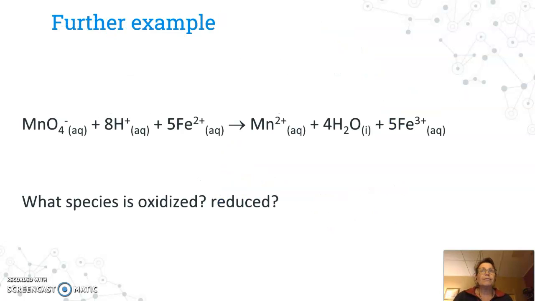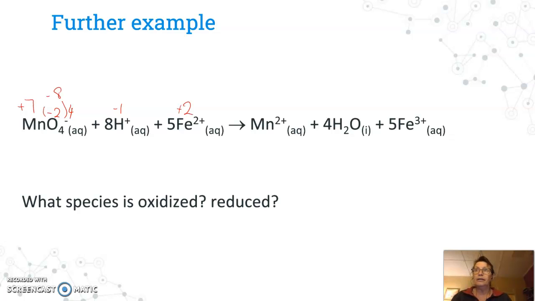Let's move on to the last slide here. I've got a complex equation that we're going to be looking at. Magnesium oxide plus hydrogen ions plus iron ions gives us manganese, water, and iron. Okay, so let's have a look at the oxidation numbers. Remembering, the oxidation number for oxygen will always be -2 in a molecule. I've got 4 of those, so that's going to be -8. The charge on my molecule is -1, so that means my manganese is going to have an oxidation number of +7. Hydrogen ions will always be +1. My iron ion has an overall charge of +2, which means my oxidation number for my iron is going to be +2.